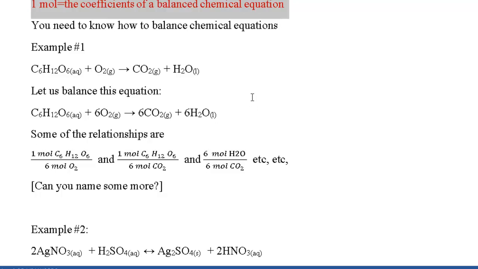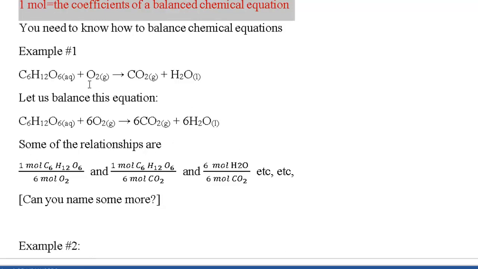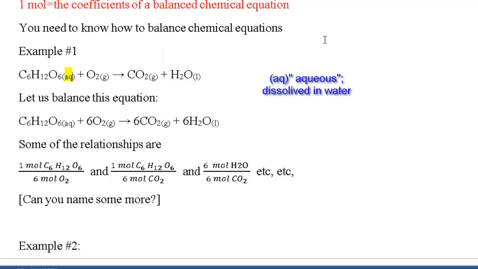So anytime you balance a chemical equation, you want every atom to be accounted for. So here we have the combustion of glucose in oxygen that yields CO2 plus water. Okay, so notice all the different states here, liquid, gas. This AQ state is known as aqueous, and we will study that in chapter 4.